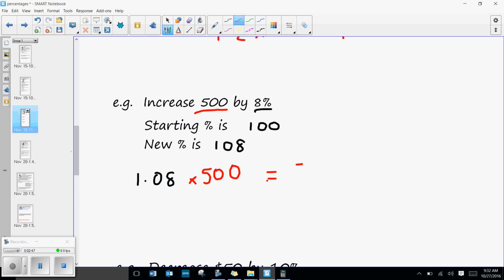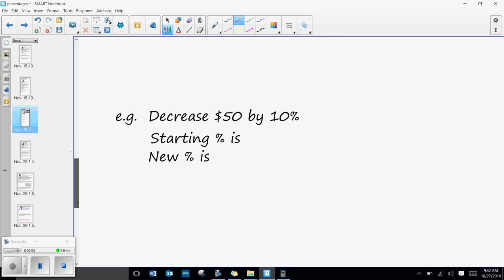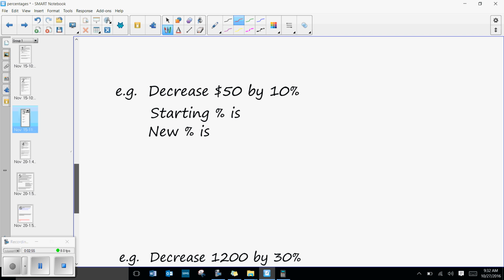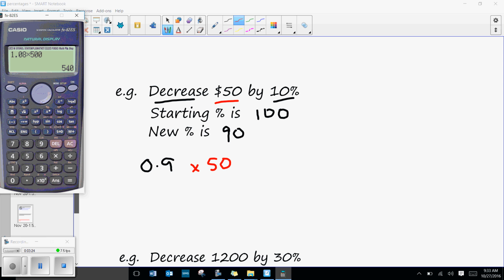Okay, on to a decreasing question. So again, our starting percentage is 100. This time we're decreasing by 10%, so our new percentage is going to be 90. To find 90% of $50, we would change to a decimal, so 0.9, and multiply by 50. So 0.9 multiplied by 50 gives 45. Again, in this case, it would be dollars.